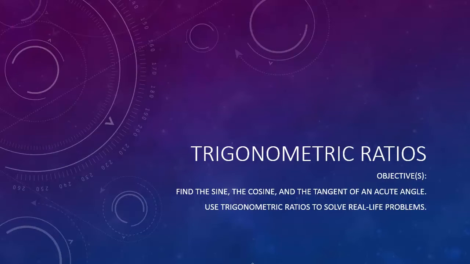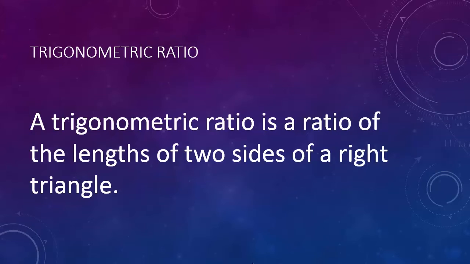Hello! In today's lesson we are looking at trigonometric ratios. Our objectives are to find the sine, the cosine, and the tangent of an acute angle, and to use trigonometric ratios to solve real-life problems. A trigonometric ratio is a ratio of the lengths of two sides of a right triangle.